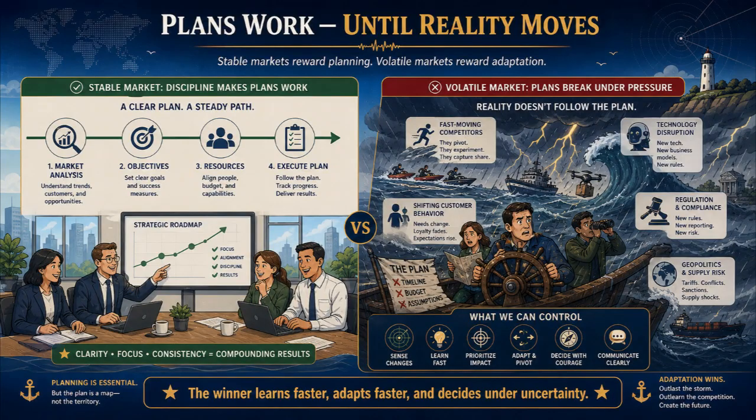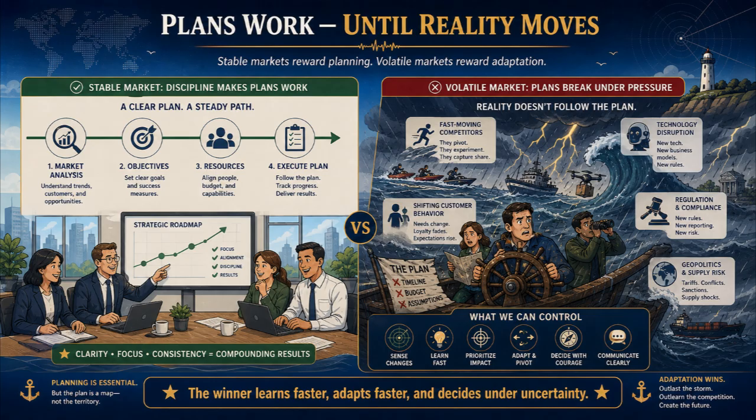Business strategy is often taught as a planning discipline. Firms analyze markets, define objectives, allocate resources, and execute a plan. That model works in stable environments. It becomes weaker when markets are volatile, competitors move quickly, customers change behavior, technologies disrupt business models, and regulation or geopolitics alters the operating environment.